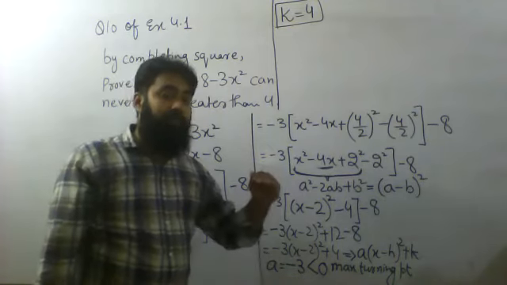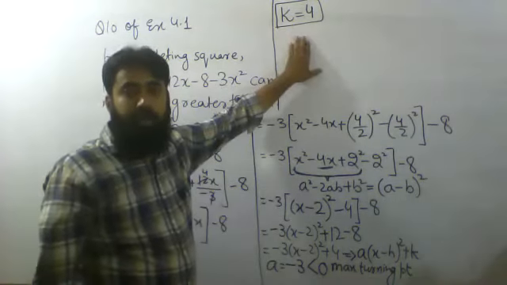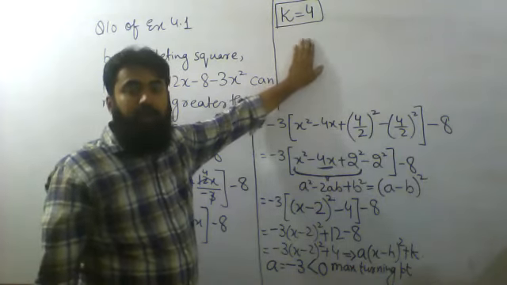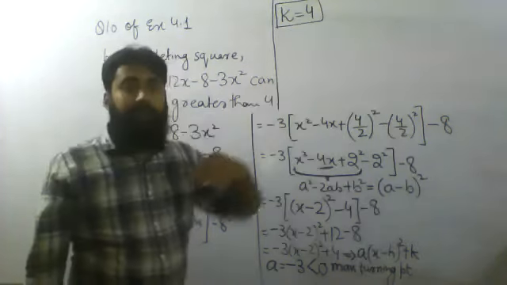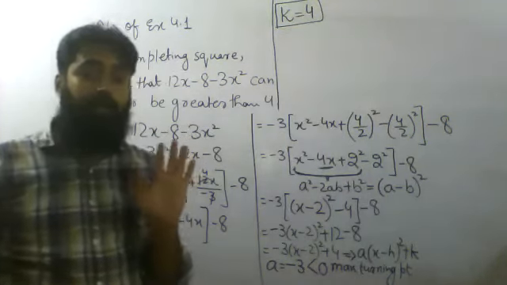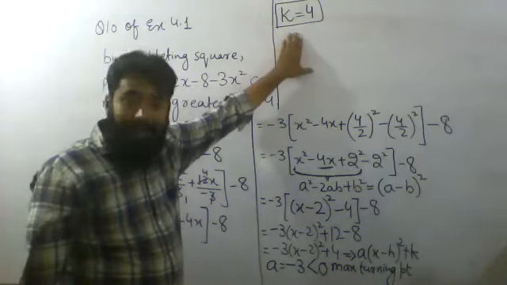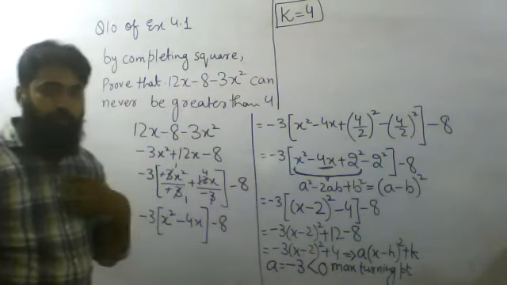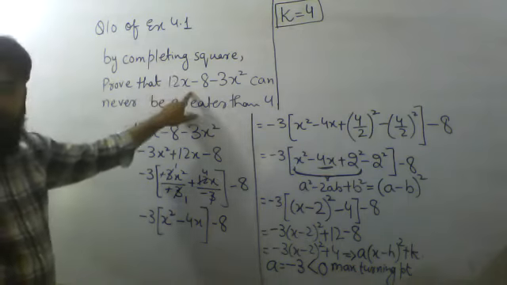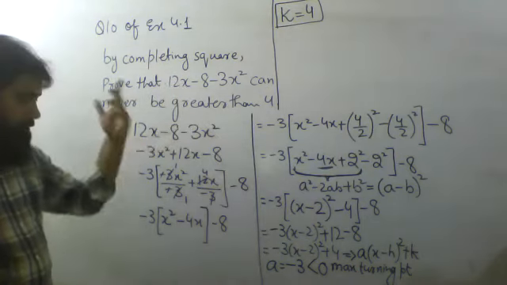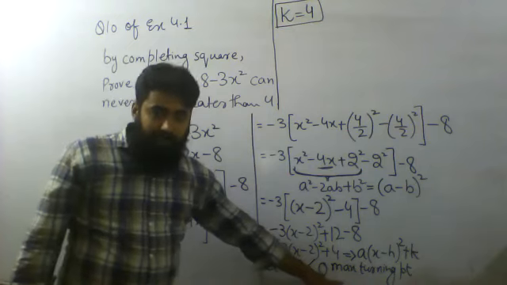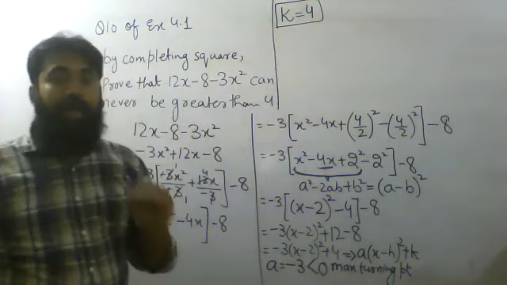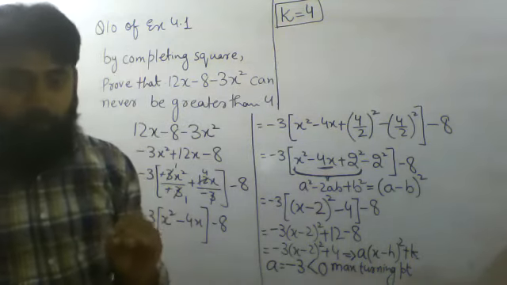And what will be the maximum value of the turning point? k equals 4. The maximum value of the turning point is k equals 4. It means there will be no value greater than 4. 4 is the maximum value for this curve. Okay. So what were we supposed to show? We were supposed to show that this thing will not be greater than 4. So find the turning point is maximum and k represents the y-intercept of the turning point.